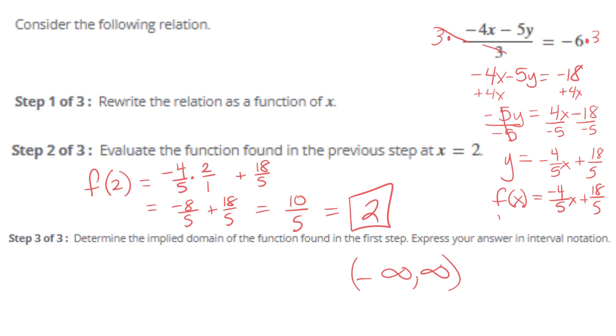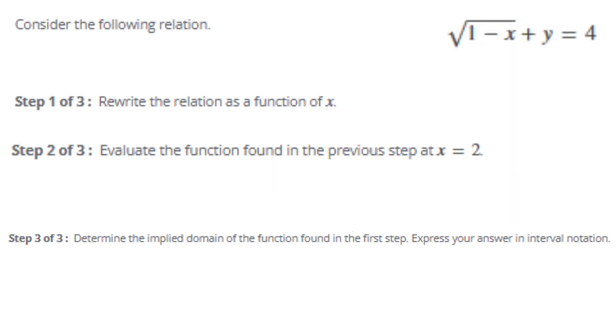I wanted to do one harder one. This one had a radical in it, so I thought we could practice one of those. Looking at this, I'm trying to isolate. I want to rewrite the relation as a function of x. That means put x on the right side with all the computation. The y is going to get isolated on the left.